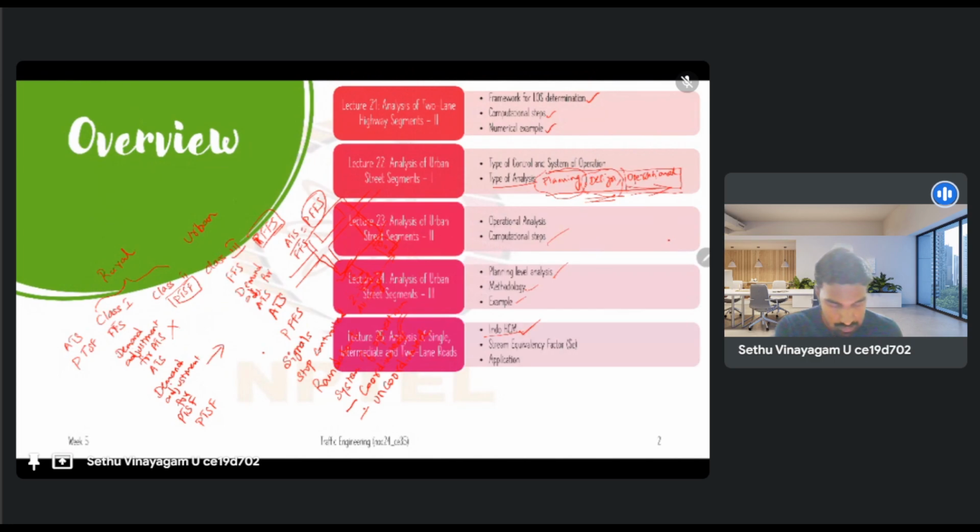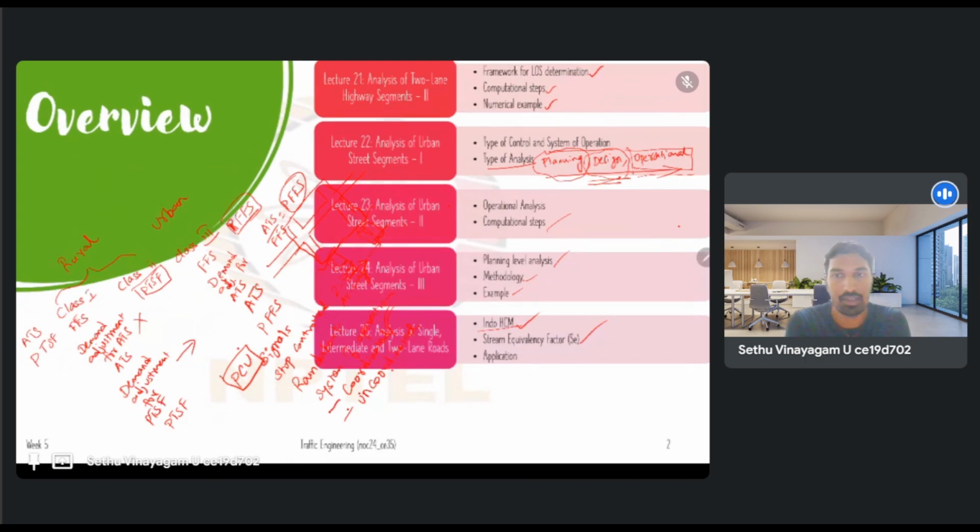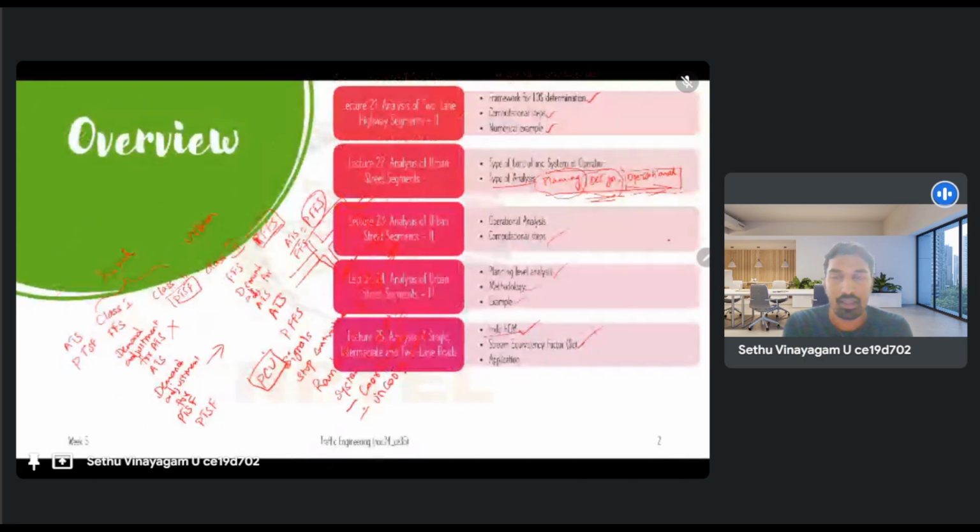So here we were looking at the manual and how to do the analysis. And we came across the stream equivalency factor. So what is the stream equivalency factor? Basically, because different vehicles have different characteristics, generally we use the passenger car unit, PCU, as one standardizing factor. So instead of counting the number of vehicles, we will count them in terms of PCUs in all our analysis.